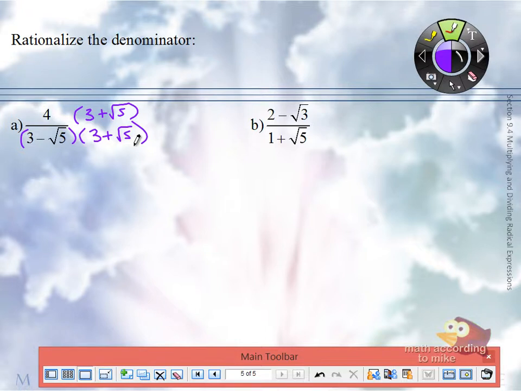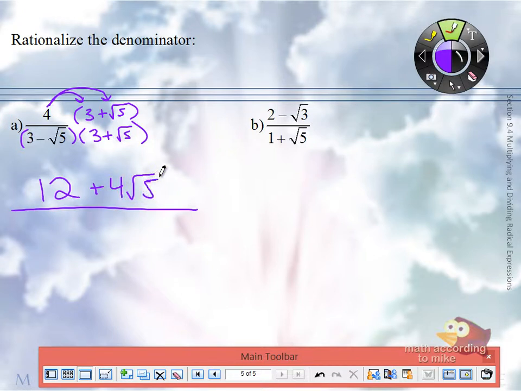So in the numerator, we're multiplying 1 term by 2 terms. So what do I do with that 4 in one word? Distribute. Let's do that now. What is 4 times 3? What is 4 times the square root of 5? 4 square root of 5. Good.